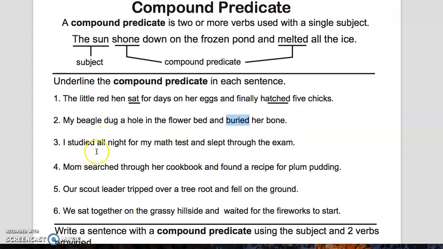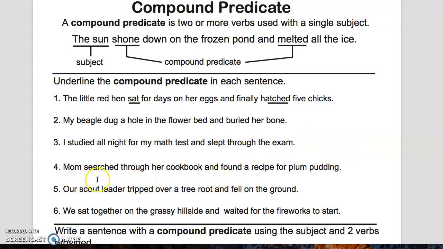Number 3, I studied all night for my math test and slept through the exam. So the subject is I. That's who the sentence is about. What did I do? Studied all night for my math test. So studied would be my first action verb. And, okay, tells me what's coming next. Slept through the exam. The action is slept. So I would write off to the side here for my homework assignment, studied, slept.